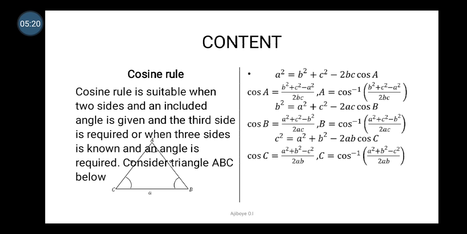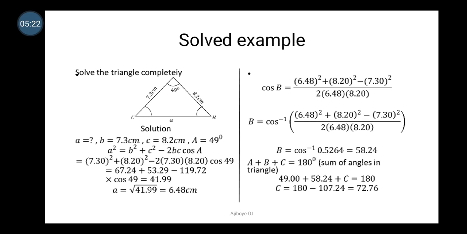So let's look at a solved example. Solve the triangle completely. When we say solve a triangle completely, we mean that you find all the unknown sides and all the unknown angles. That's the meaning of solving a triangle completely.